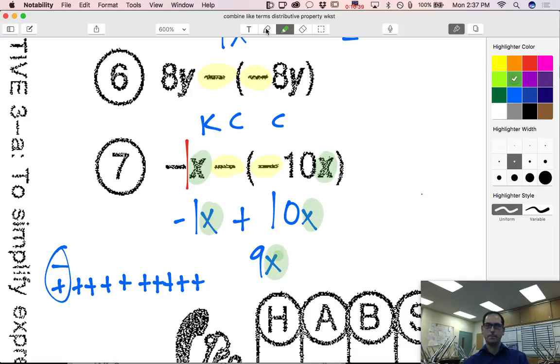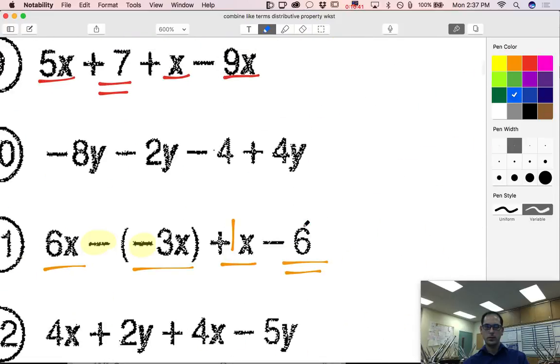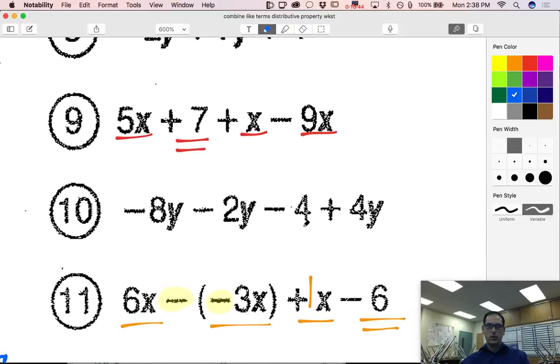Okay, let's go to number 9. 5x plus 7 plus x minus 9x.